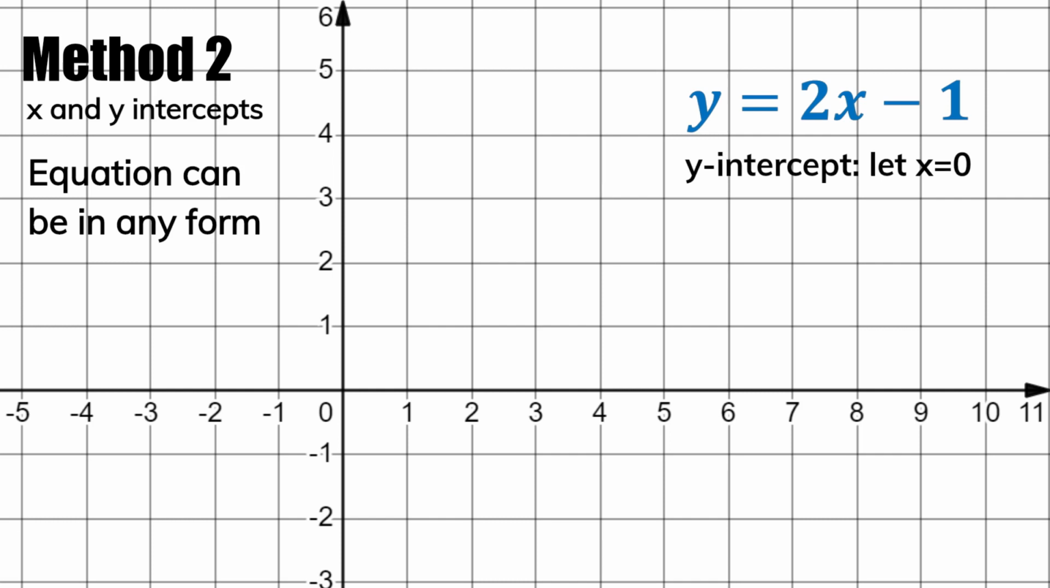We do that by letting x equal 0 because at every point on the y-axis, the x-coordinate is 0. So we get y equals 0 minus 1, which is -1. So let's put that point on our Cartesian plane, and we see that is the same as before. Now let's find the x-intercept. We do that by letting y equal 0, because at every point on the x-axis, the y-coordinate is 0. So we get 0 equals 2x minus 1, which gives us 2x equals 1, so x equals half, or 0.5. That is our x-intercept. Let's go ahead and put that on our Cartesian plane as well.